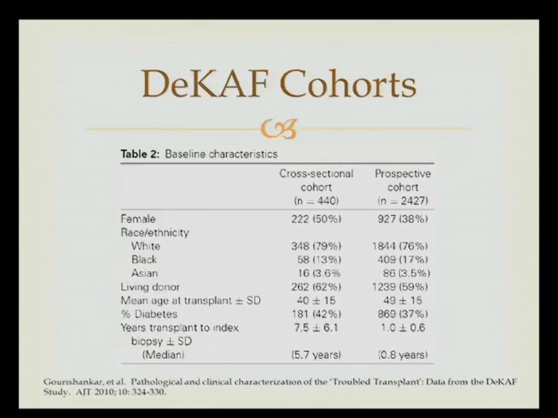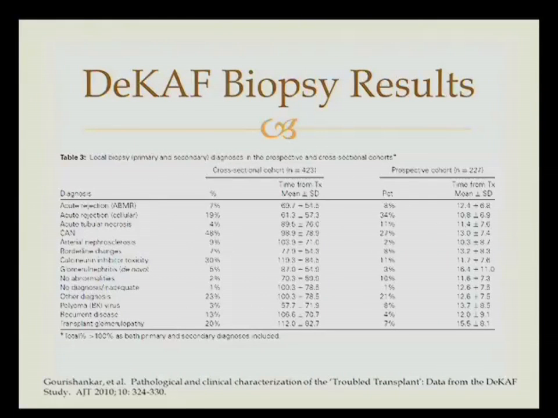So far, as you can see, they have 440 patients in the cross-sectional cohort, over 2,400 in the prospective cohort, and the mean time to the index biopsy was 7.5 years in the cross-sectional group, and 1 year in the prospective group. And interestingly, what they found, when you look at the biopsies and how they were read by the local pathologist, the most common primary or secondary diagnosis given to the biopsy in the cross-sectional group was CAN.